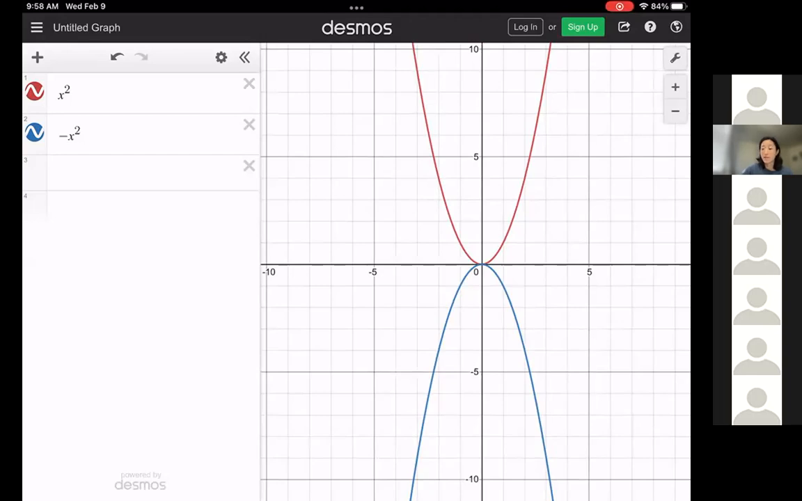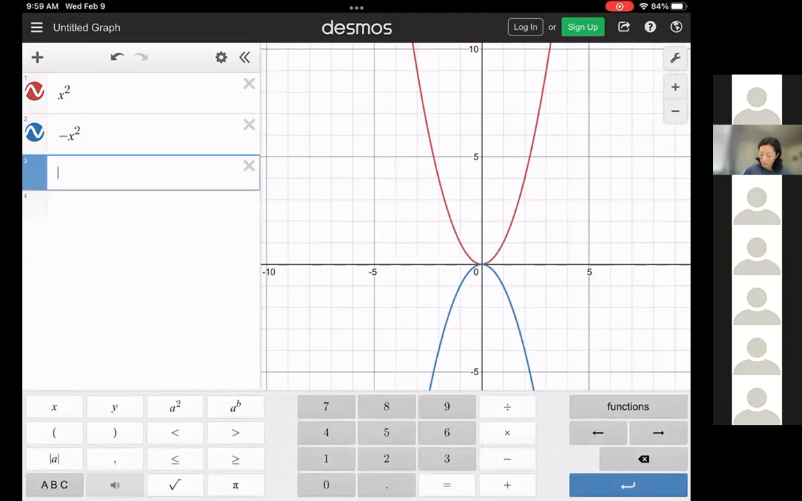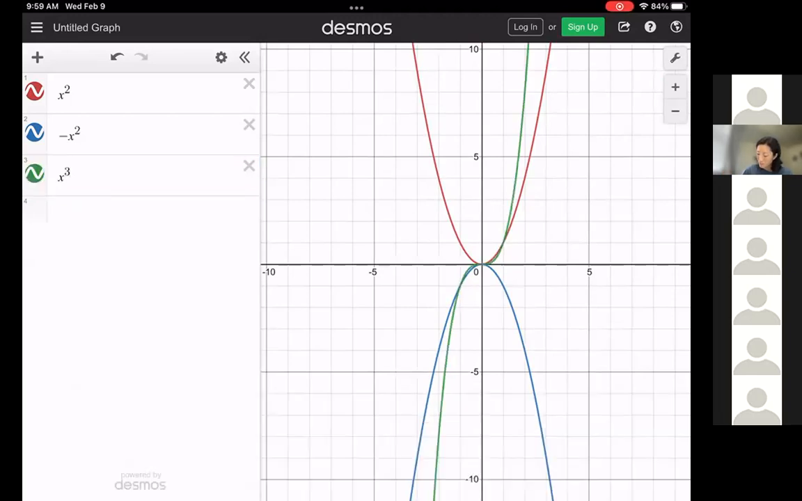Yeah, I would agree. The one on the bottom would be the f of x. So the blue one in this case is the f of x, and the red one is the h of x. Okay. So what happens if I put in x to the third power? All right, now we have a green one coming in here.